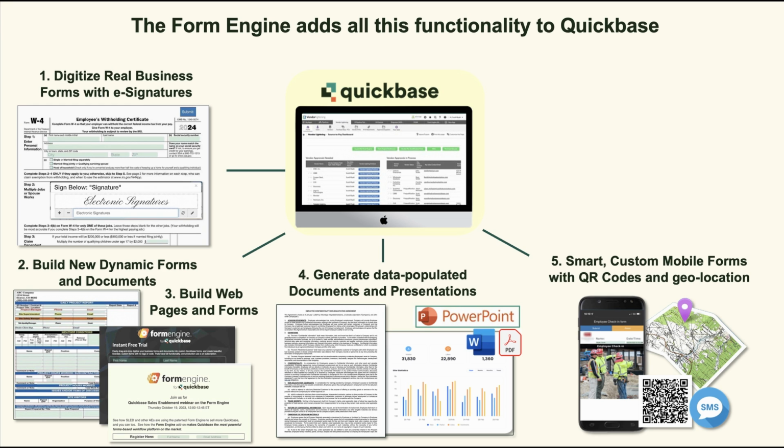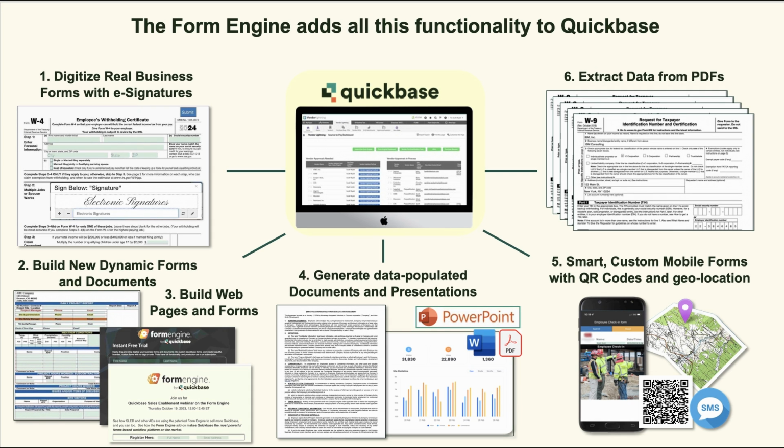5. You can have highly custom mobile forms with unique functionality that includes smart QR codes, geolocation, pre-filled fields, optional SMS integration, and more. And 6, you can extract data out of populated PDFs in volume, getting their data and the PDFs automatically into your Quickbase apps with no data entry.